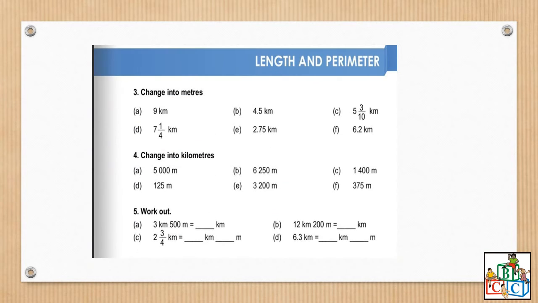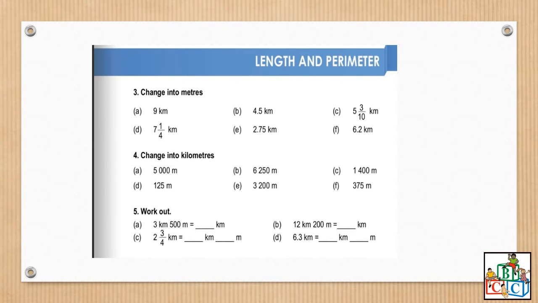Now let's get back to your book. You have some work to be done. Whatever we just did, you're going to copy in your copybook, and then these will be your work: numbers 3, 4, and 5, which you're going to do in your book itself. I hope it's clear to you.